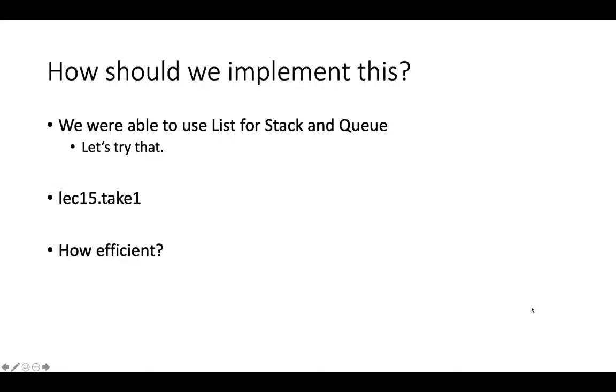Right, so how efficient is that? Well, let's think about this. When we enqueued, that was pretty efficient because we could just put it at the end of the list. So that was order 1, that's great. But dequeuing required us to search for the minimum thing, and so that was order n.